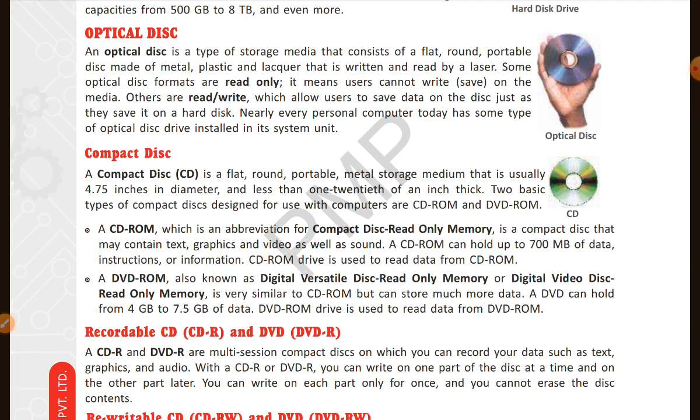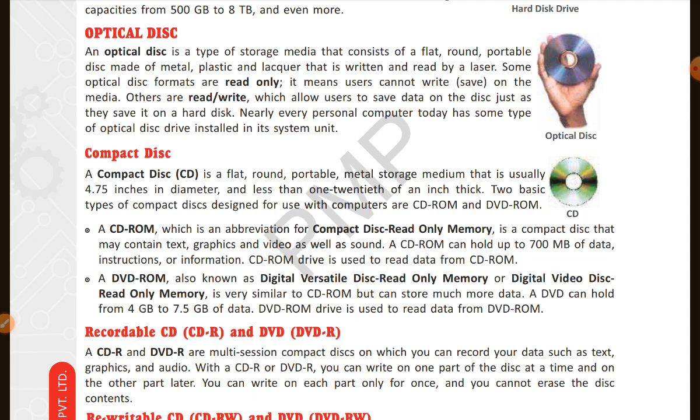They are very thin. Two basic types of compact discs designed for use with computers are CD-ROM and DVD-ROM. Let's understand them in detail. CD-ROM is an abbreviation for compact disc read-only memory. It is a compact disc that may contain text, graphics and video as well as sound. A CD-ROM can hold up to 700 MB of data, instructions or information. CD-ROM drives are used to read data from a CD-ROM.